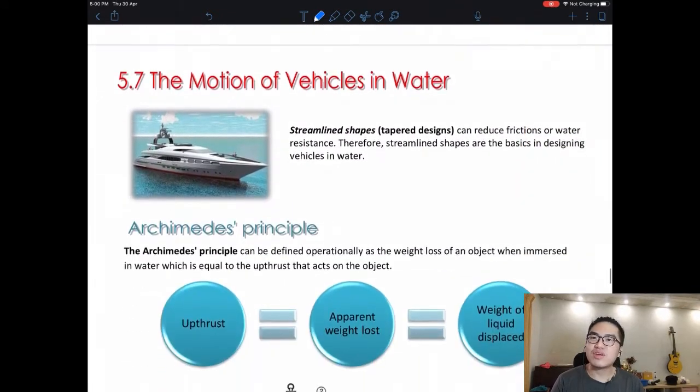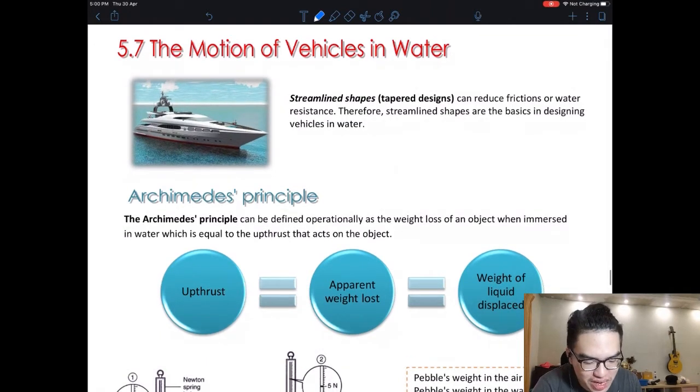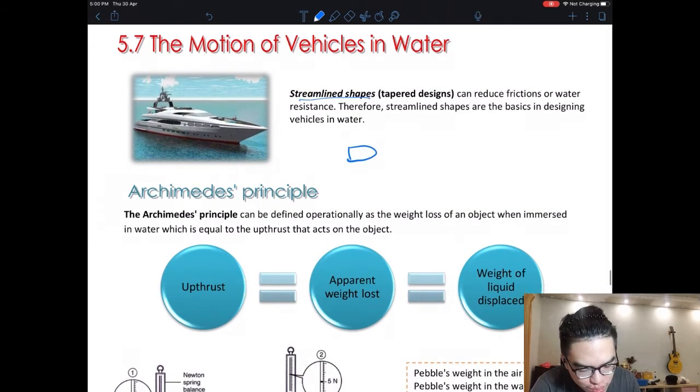So let's look at water. Today I want to talk about someone named Archimedes. I'm sure you have heard of him. Before that, let's look at ships. They are streamline shape. You know what streamline is? Basically, it's like a bullet. Your bullet is streamlined, so when it's flying through the air, it cuts through the air very smoothly. This is what I mean by streamline.